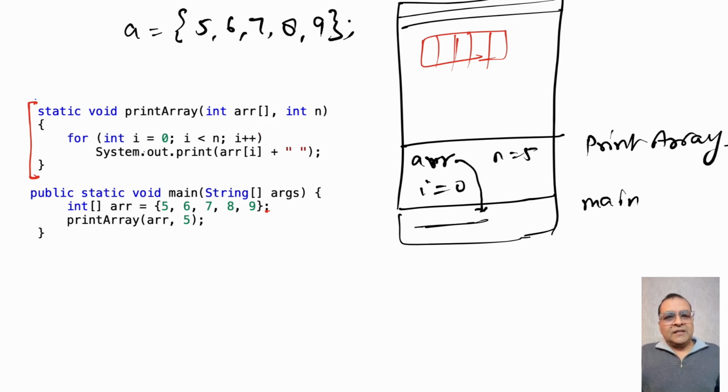So in any case, what is the extra memory taken by this function? This function has a reference arr. It has an integer variable n and an integer variable i. Even if you have an array of size 100, there will still be these three variables.